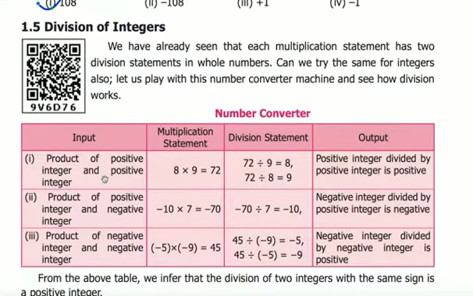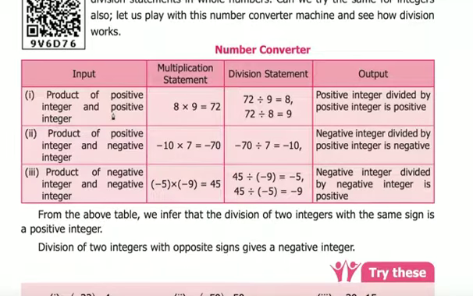Division of integers. We have already seen that each multiplication statement has two division statements in whole numbers. Can we try the same with integers also? Let us play with the number converter machine and see how division works. Product of positive integer and positive integer: 72 by 9 is 8, 72 by 8 is 9. Positive integer divided by positive integer is positive. Product of positive integer and negative integer is negative, so minus 70 by 7 is minus 10. Negative integer divided by positive integer is negative. Product of negative integer and negative integer, 45. 45 by minus 9 is minus 5. 45 by minus 5 is minus 9. Negative integer divided by negative integer is positive.